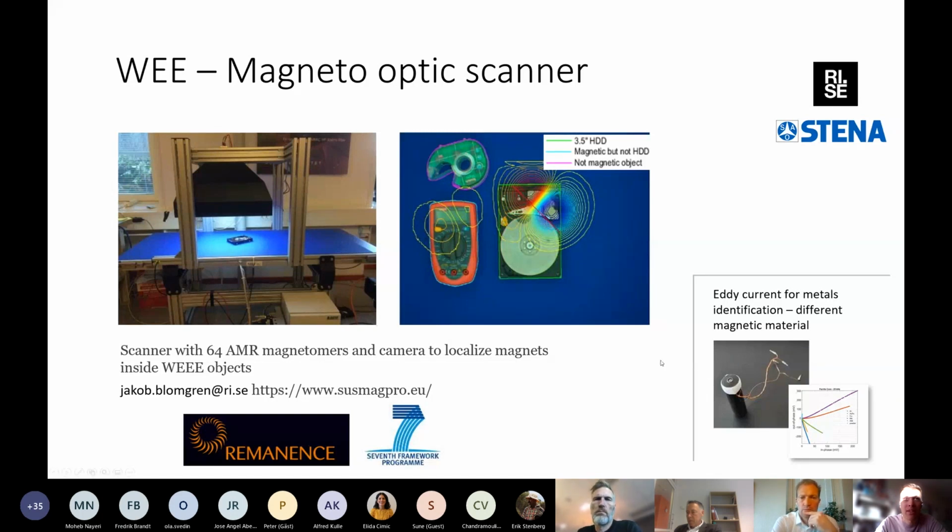Also a more recent development, not mainly for SenSoRe, but I still include it here since the technique as such is related. It's eddy current sensors for identifying different magnetic material, not only magnetic, but it can be used to separate different types of material that is magnetic. So sure, you can pick out magnetic materials with the magnet, but there are many different types of magnetic materials. So that's another example.